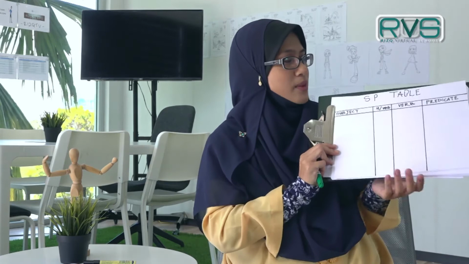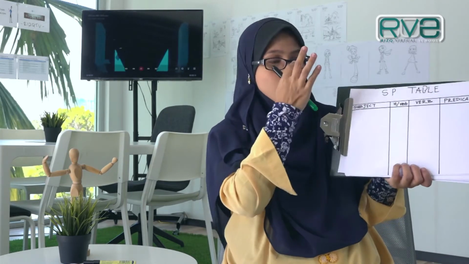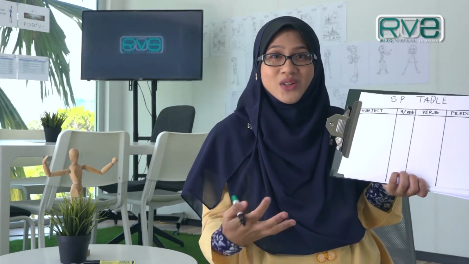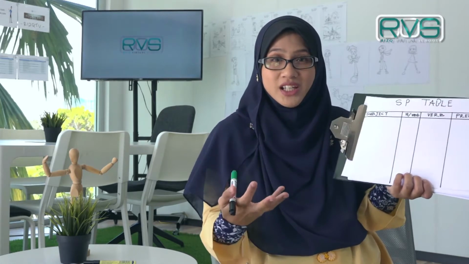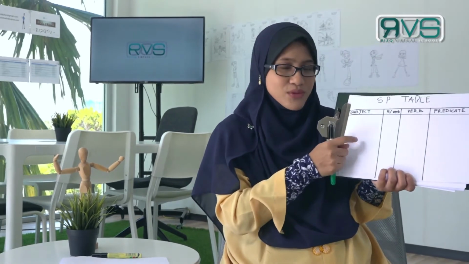Okay, so how does this work? See, you can see here. Alright. So SP table is basically a table where you can insert the subject. What is a subject? For those who forgot, subject is the person who does a thing or does a verb or an action. Bear that in mind. You have to remember.